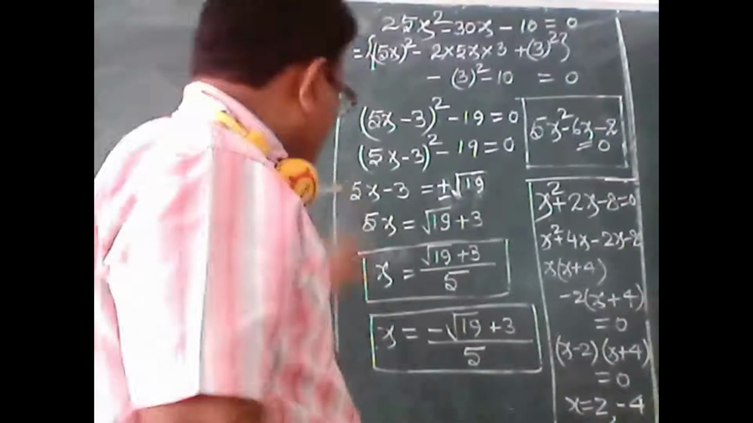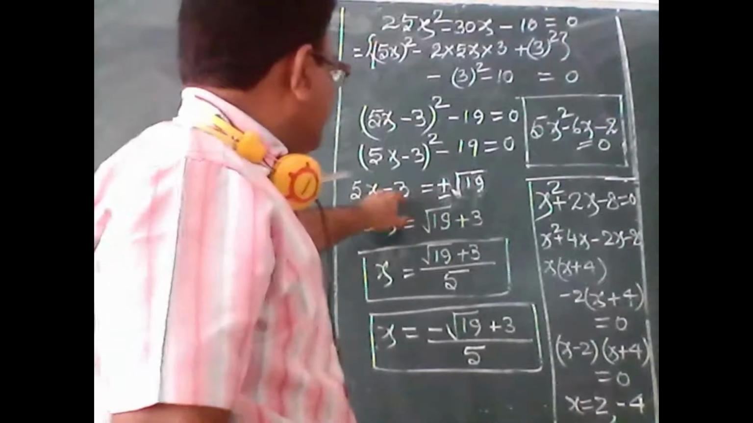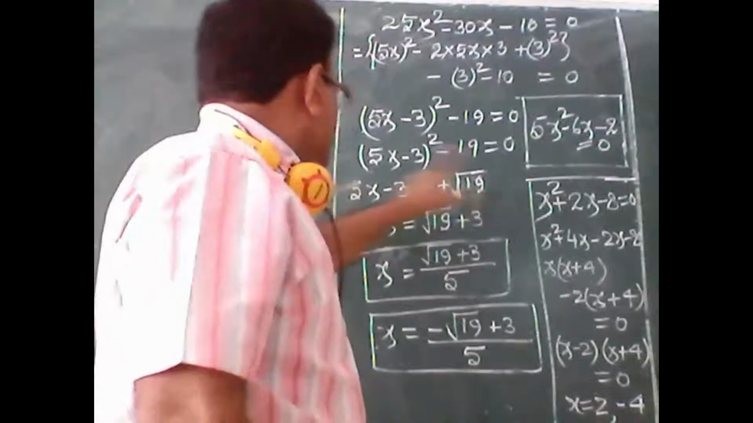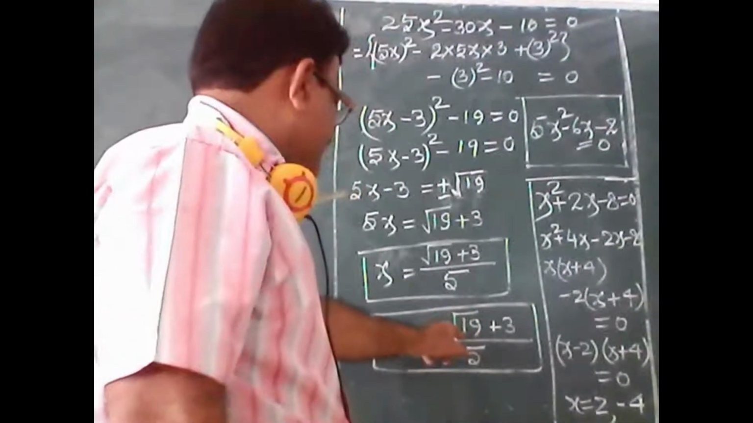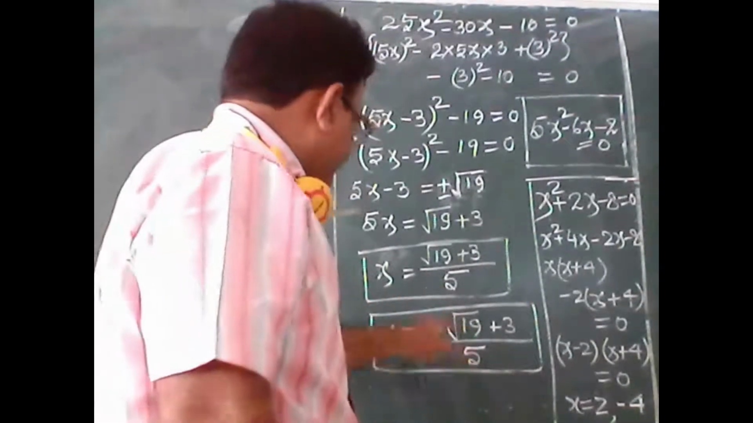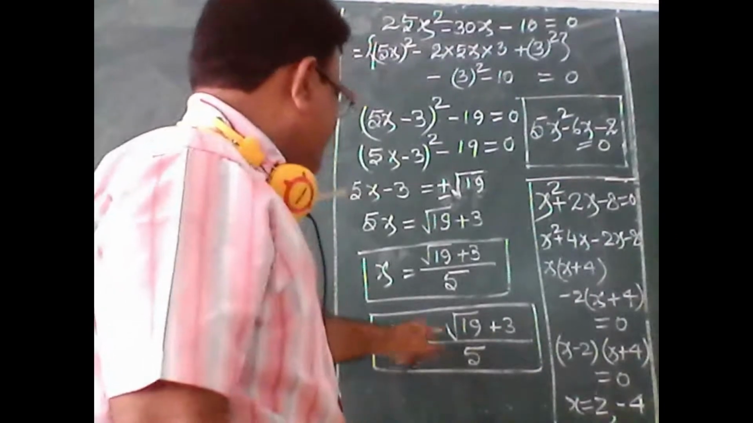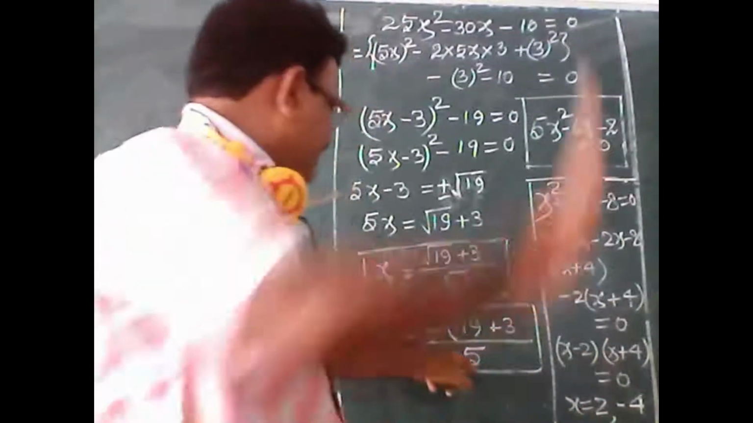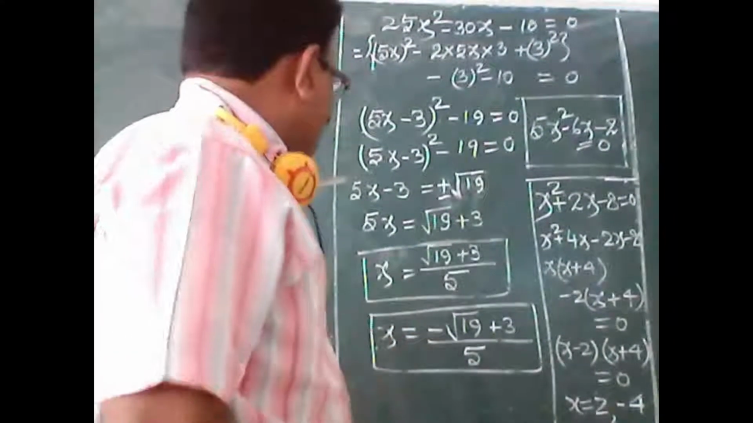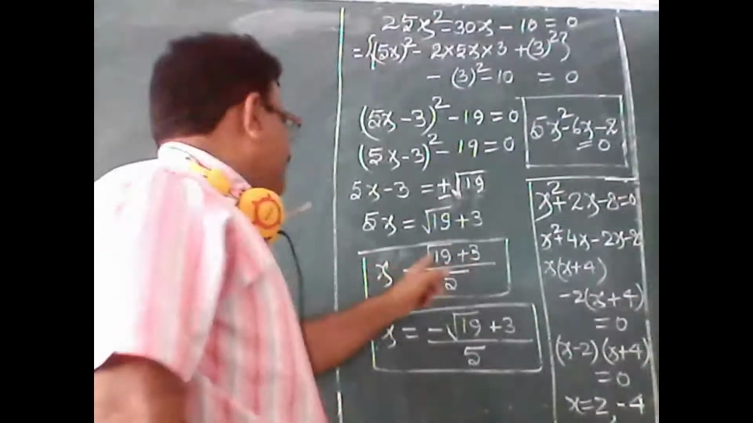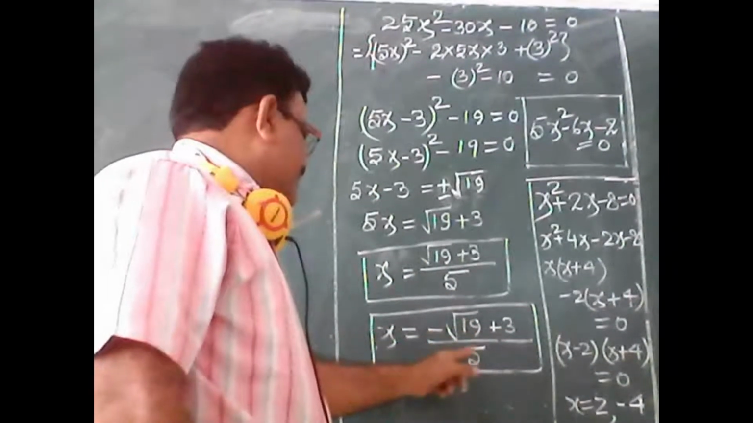That is, the other root will be from 5x minus 3 is equal to minus under root 19. So 5x is equal to 3 minus under root 19, and it should be divided by 5. So x can be obtained as 3 minus under root 19 by 5. So there are two roots. One is 3 plus under root 19 by 5, another is 3 minus under root 19 by 5.